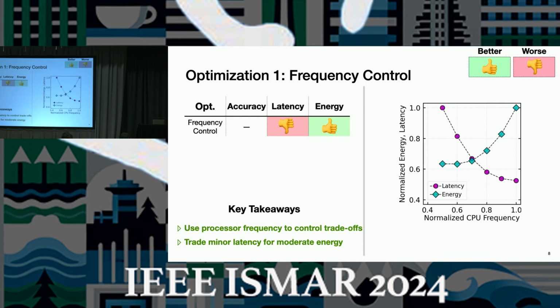Here we show latency and energy as a function of frequency, both normalized to their maximum values. Within a certain range, a lower frequency saves more energy than the latency penalty incurred. And as shown in the figure, if we reduce the frequency from maximum to 80%, we can achieve 28% energy savings at the cost of only 6% in latency.